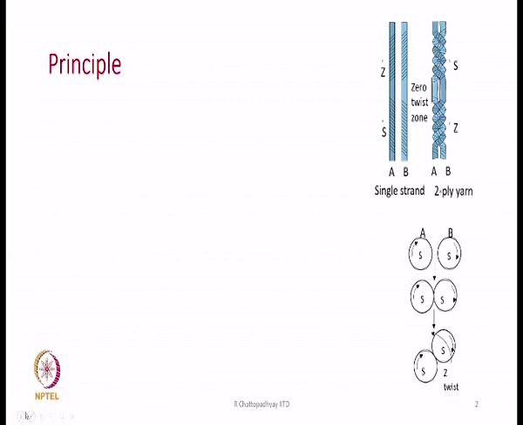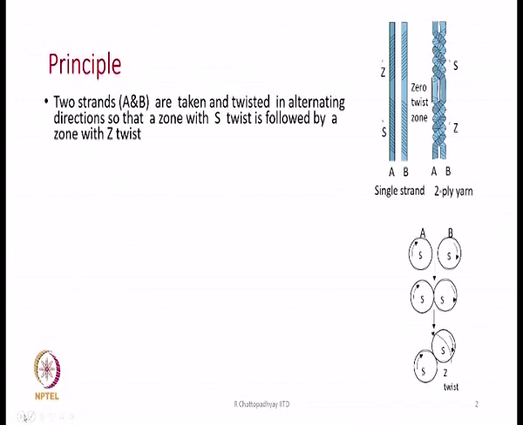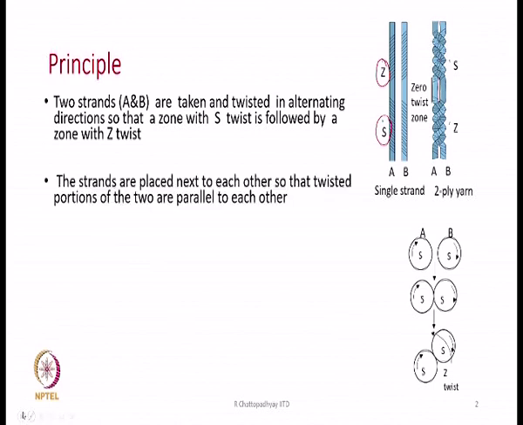Now, on the right hand side we are showing a diagram. First, suppose there are two strands A and B, and in these two strands we are imparting twist in both S and Z directions. That is, part of the yarn is having S twist and then it is getting Z twisted. Similarly, the strand B also is getting S twisted in some portions followed by Z twisted portions.